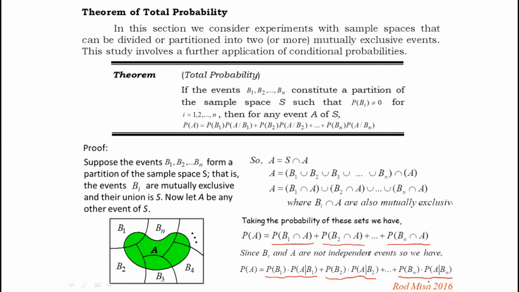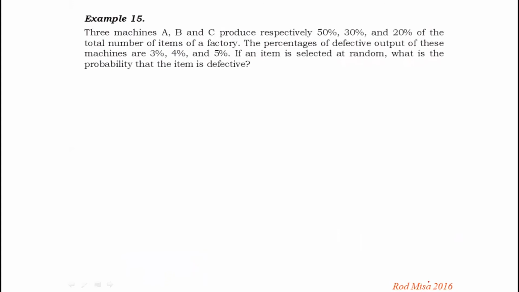So, illustrating this one in an example, we have three machines, machine A, machine B, machine C, that produce respectively 50%, 30%, and 20% of the total number of items in the factory. And the percentages of defective outputs of these machines are 3% from machine A, 4% from machine B, and 5% from machine C. If an item is selected at random, what is the probability that the item is defective?